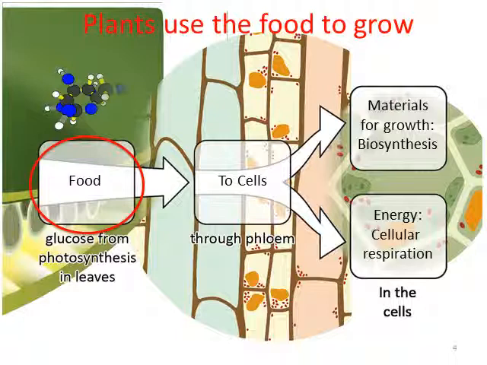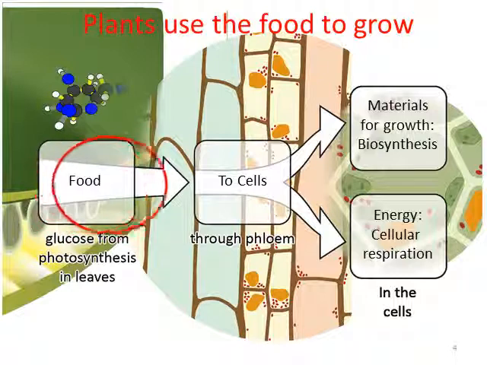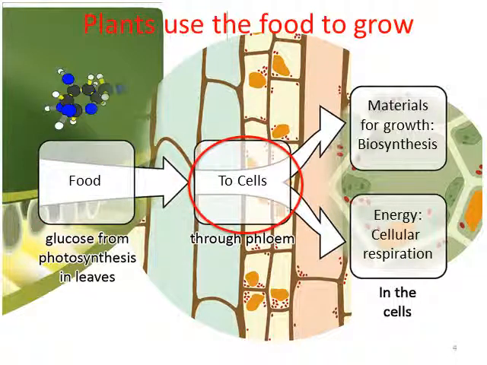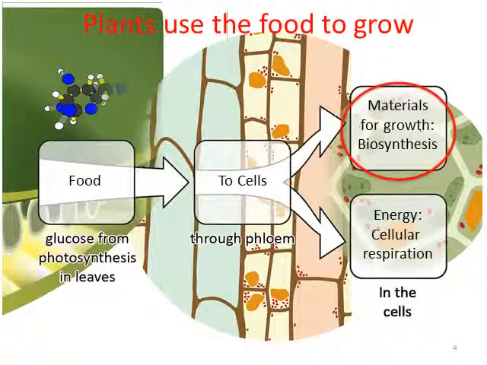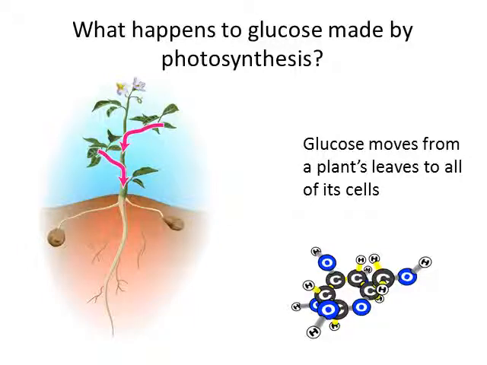So the next part here, so we've made the food, we made that glucose, and now we're going to use that food to grow. So we're going to transport that glucose to the cells through these tubes called the phloem. And then it's going to be used for biosynthesis, which is really the fancy science word for growth. Bio means life, synthesis means to make. So in a way, we're making life, or we're making life get bigger. So that's the next step in our story here.